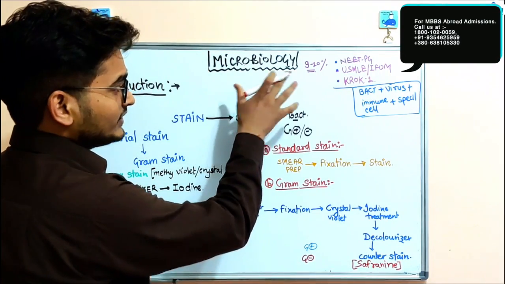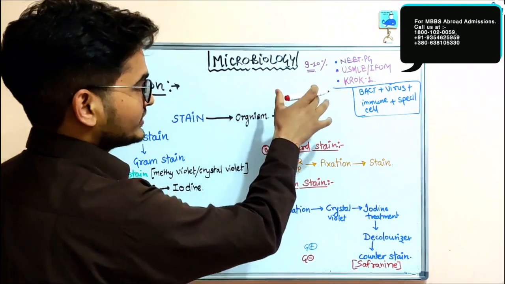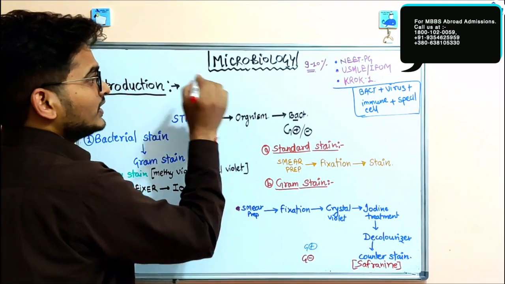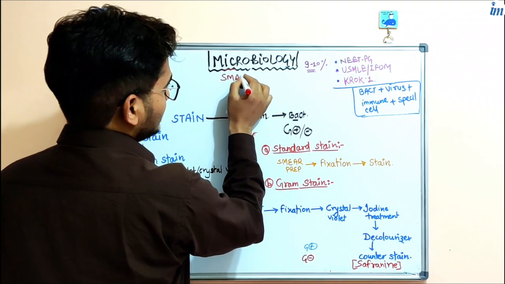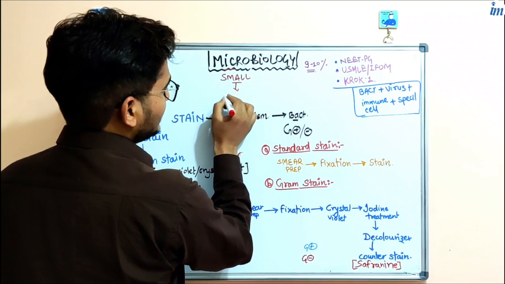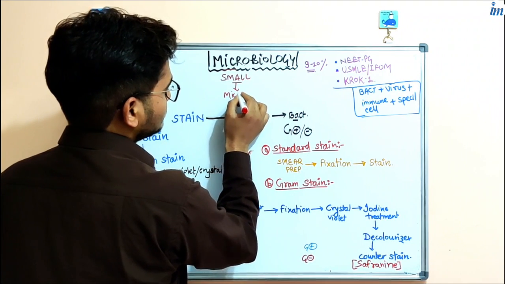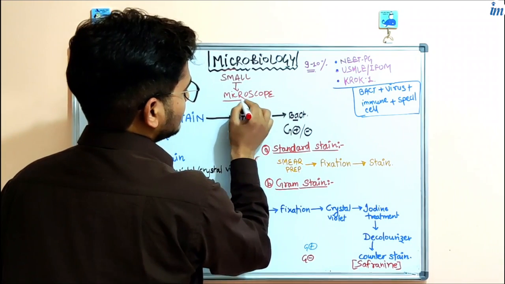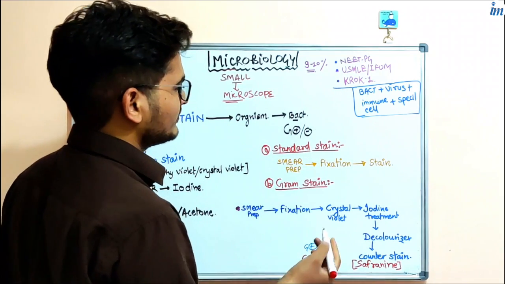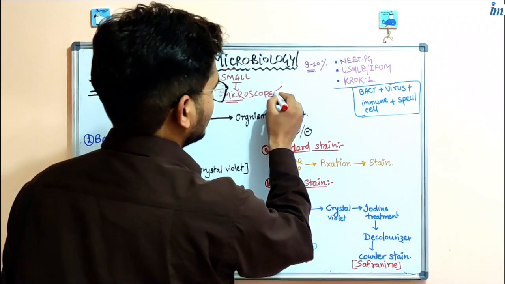I will give a quick pre-introduction, and then I will come to the introduction. In microorganism, micro means small. They are so small that we need a microscope. The two most famous types are the light microscope and the electron microscope.